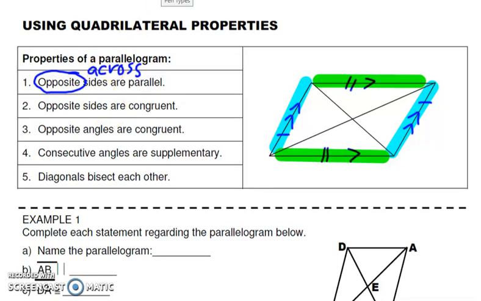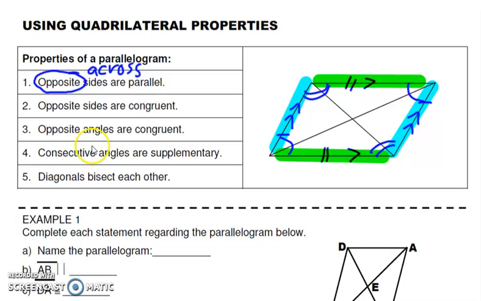Alright, so next is that opposite angles are congruent. So the angles across from each other are the same. So I'm going to mark those with the same arc. Okay, those angles are congruent.